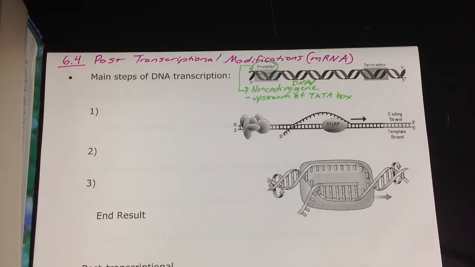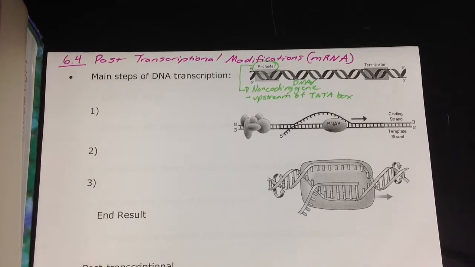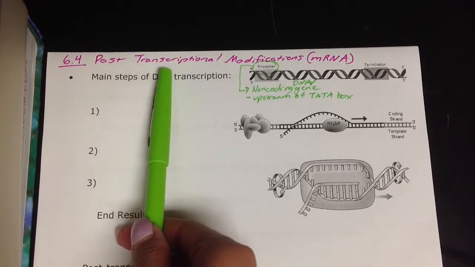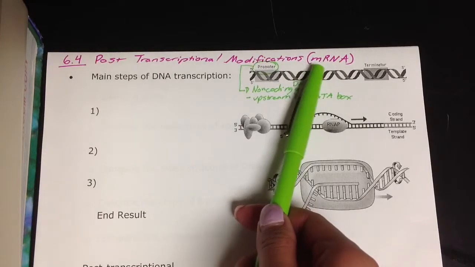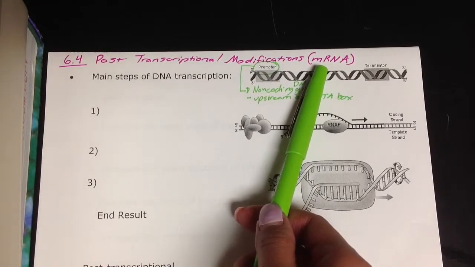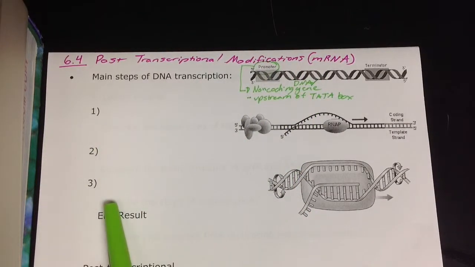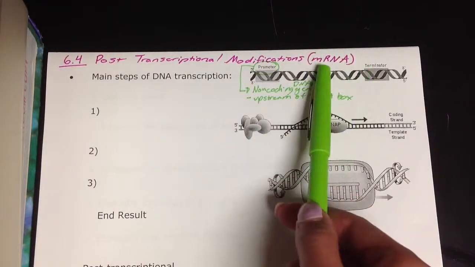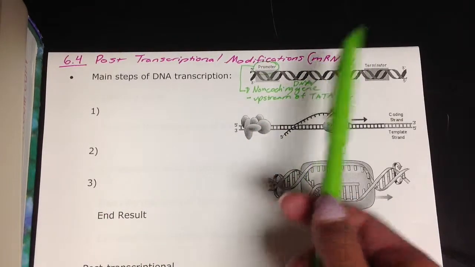So what we're looking at today is some post-transcriptional modifications of mRNA. In our last section of notes, we learned that transcription produces mRNA, otherwise known as messenger RNA. And so today we're going to talk briefly about the steps that occur here. We'll go into more detail tomorrow. But then we're going to talk about what happens to that mRNA before it's actually completed.